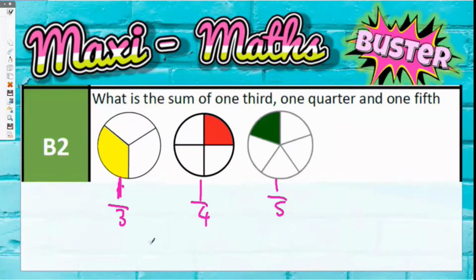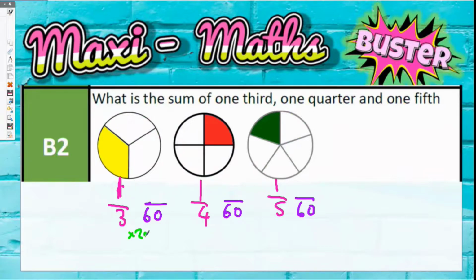Now, we need a number that is a common denominator for 3, 4, and 5. Well, one answer would be 60. 60 works for all three numbers because 3 times 4 is 12 and 12 times 5 is 60. So I'm actually going to turn everything into 60ths. Remember, it's all about how you turn each thing into 60ths.